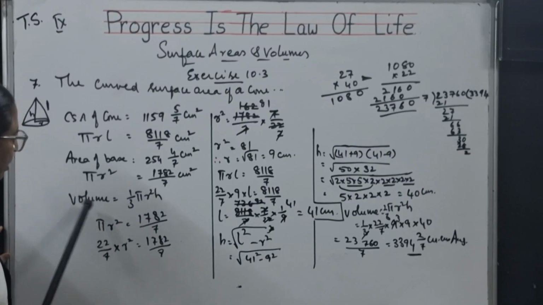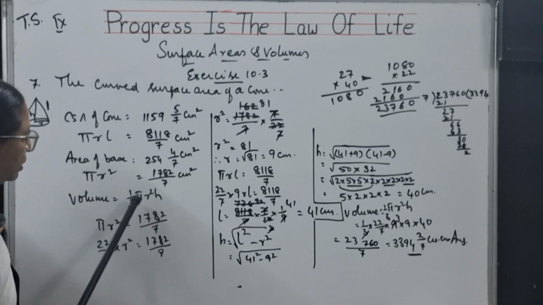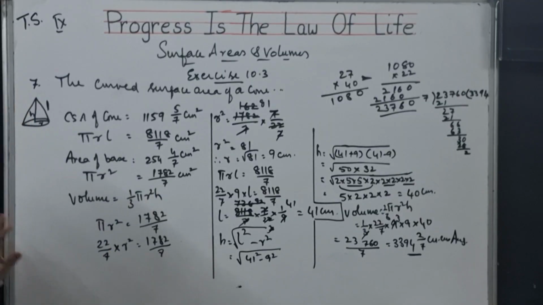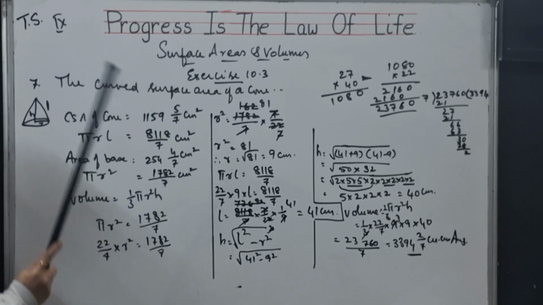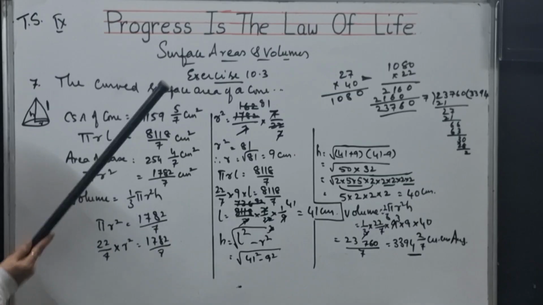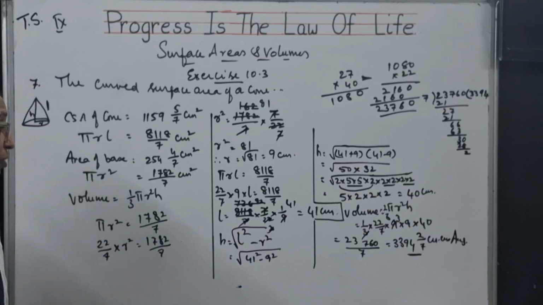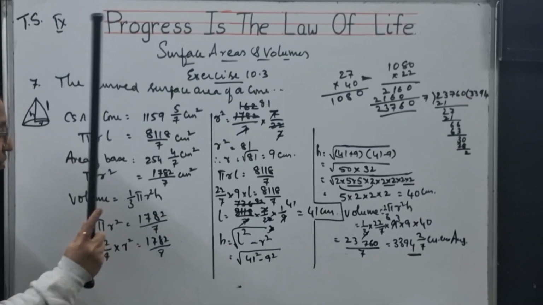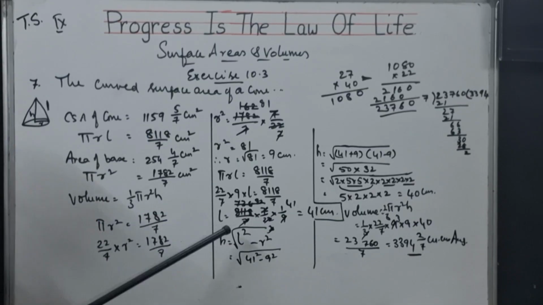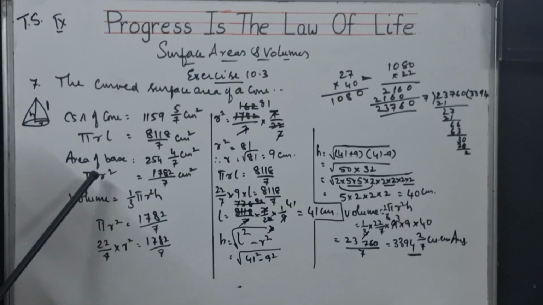And volume they are asking. Volume formula is 1/3 pi r square h. So 1/3 pi r square h means, children, here of course pi r square, this value is there. Of course we can take it, but where is height? Height we have not got. So we need to find out height. Height formula is this, root of L square minus R square. So we need L, we need R. So we will be getting R with this and L with this.